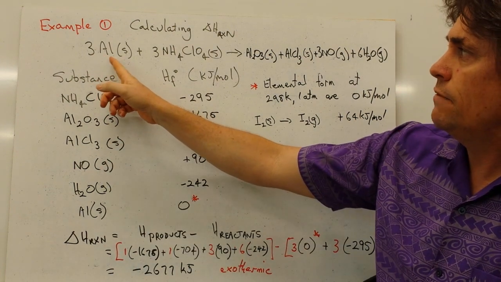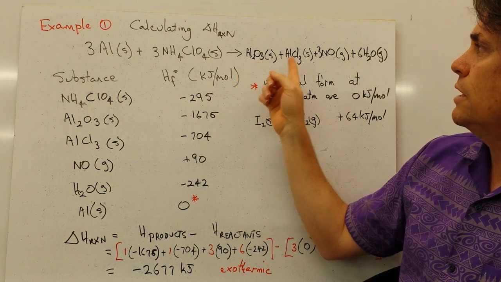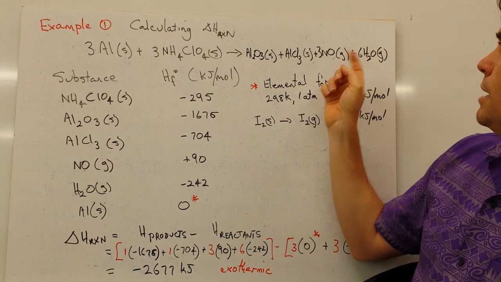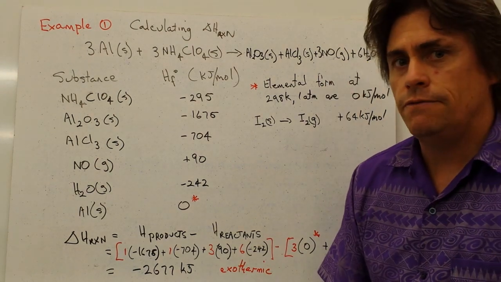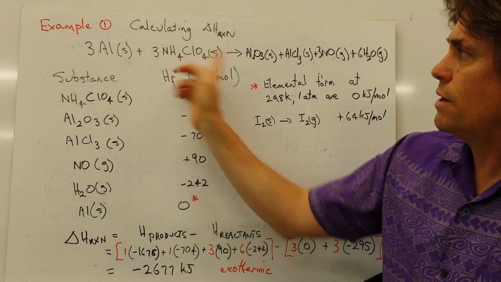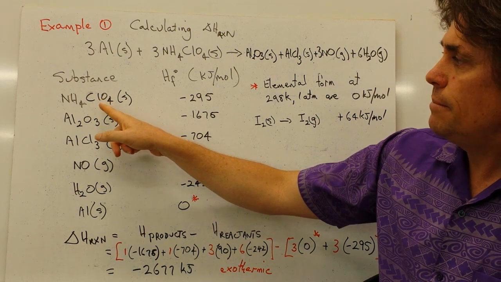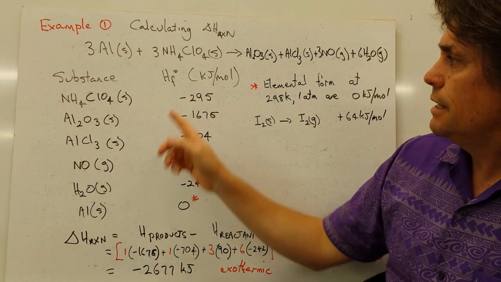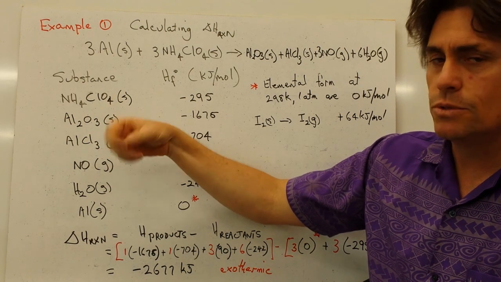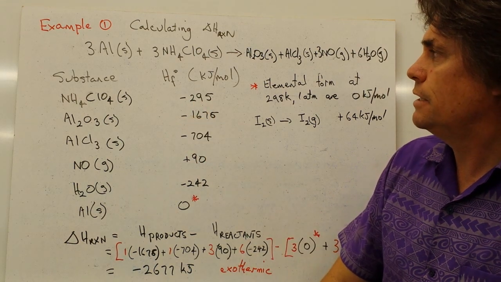And I've got an example here of aluminium reacting with ammonium perchlorate to give us aluminium oxide plus aluminium chloride plus nitric oxide plus our water. Now the information that we need is the heat of formation for our products and reactants. So our ammonium perchlorate, to form ammonium perchlorate from its initial atoms or initial reactants is minus 295 kilojoules per mole.